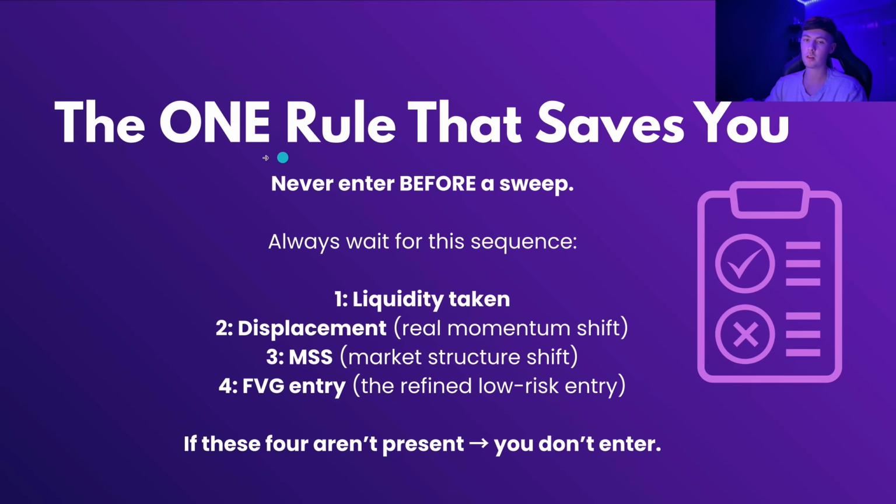Now the one rule that saves you every single time: you never ever want to be entering before a sweep. So you always want to wait for the sequence in this specific order. Number one, liquidity needs to be taken. Then number two, you want to see that displacement, that sharp move. Then number three, you want to see a market structure shift, which is when price quickly breaks a specific high or swing low, again depending on the trade direction. Then last but not least, you want to see price retrace into the fair value gap or the breaker block, whichever comes first. Then that would be your refined low risk entry.